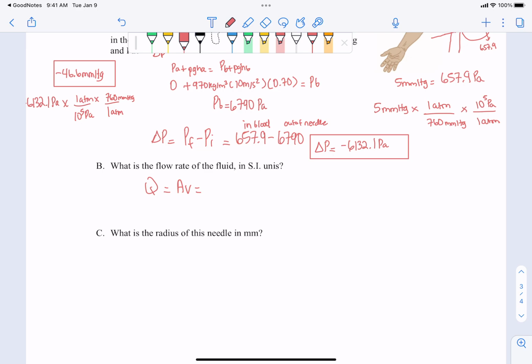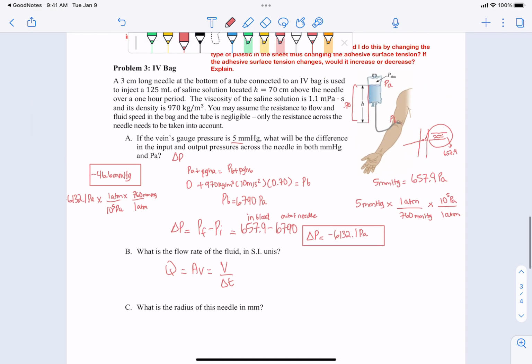Well, I think you're one step ahead. I think you're at C. That's when we would use that equation. But for B, for the flow rate, we know that that's equal to area times the speed, but it's also equal to what? Yep, V over delta T. So volume over time, right? So they gave us the volume earlier. They said they had to inject 125 milliliters of saline solution over a 1 hour period, so that's our time there.